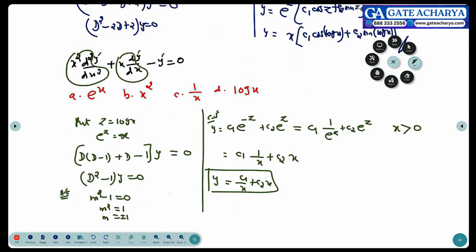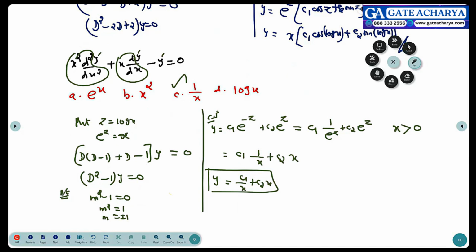If x is 1 then the value is 1; suppose x is 2, 1 by 2 is 0.5. But the x value is always positive. So the answer is either 1 by x or x. You look at the options, and take whichever they ask for. So with x greater than 0, among e power x, x square, log x, 1 by x, 1 by x is correct, okay.